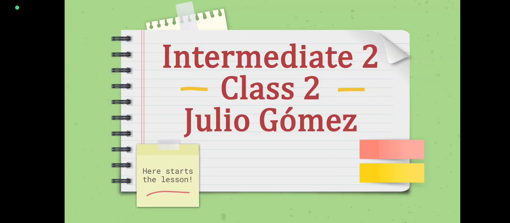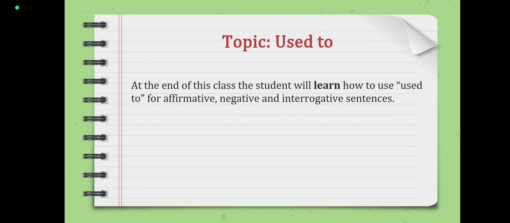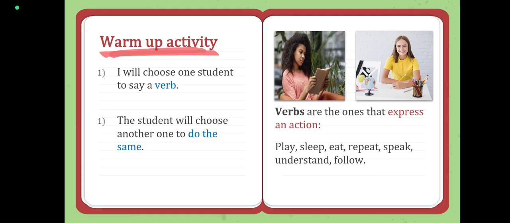Recording. Here we have today's class number 2, and this is today's topic. Today we are going to talk about used to. At the end of this class you will learn how to use used to for affirmative, negative, and interrogative sentences. And this is today's warm-up activity.